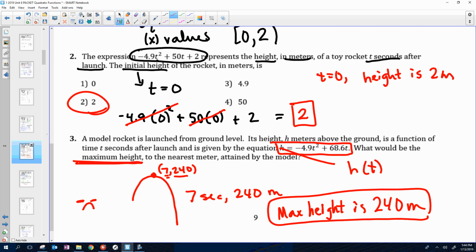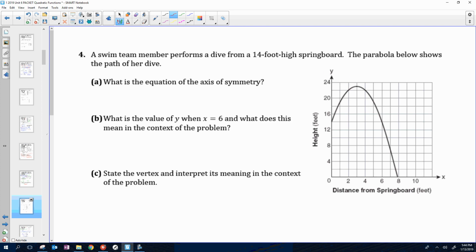Turn the page, question 4. A swim team member performs a dive from a 14-foot high springboard. The parabola below shows the path of her dive. What is the equation of the axis of symmetry? So looking at this maximum point, the parabola is symmetrical, and that is a 3 right there. So that vertical line has the equation x equals 3. X equals 3 is the equation. Vertical line cuts it in half.